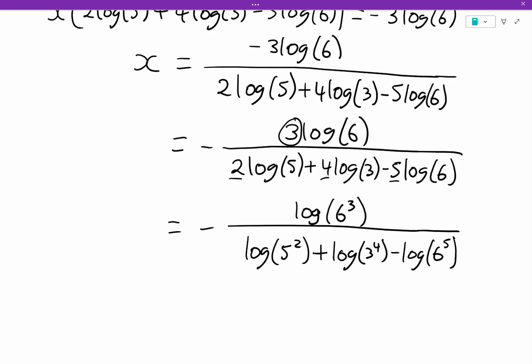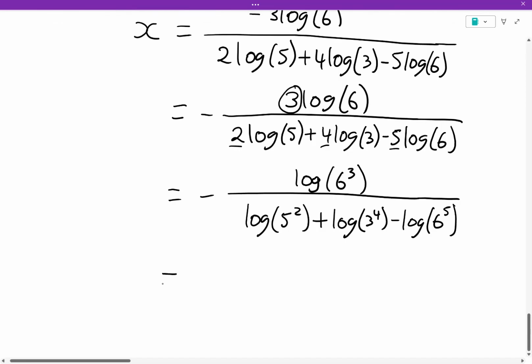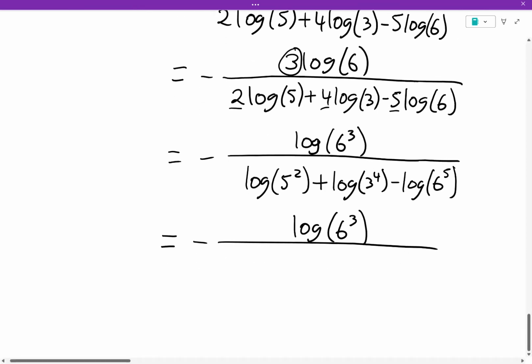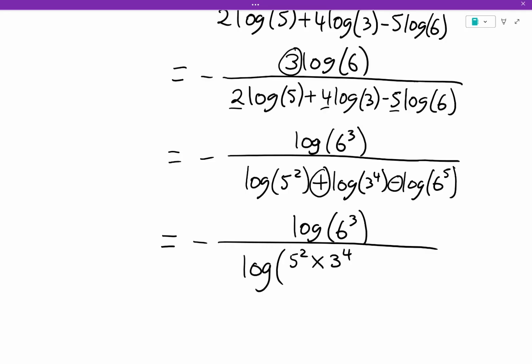Okay, so it's looking a little bit neater, but in my denominator, I can still do a little bit more. So I'm going to write out my numerator again, which I'm not going to change. And then in my denominator, because this is a plus, we can multiply the 5 squared and the 3 to the power of 4. So I'd have log, and it would be 5 squared times 3 to the power of 4. And then because this is a subtract, we would divide by what's inside our logarithm. So we're going to divide by 6 to the power of 5 like that. Okay, and then we can shut our logarithm. Okay, and that is another way of potentially writing our answer.